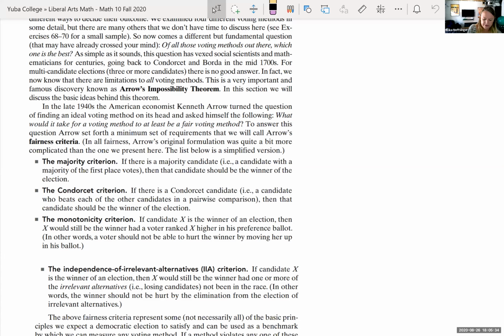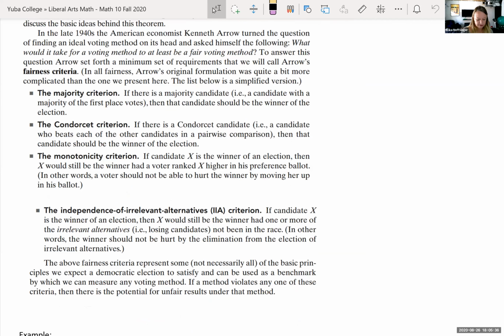The independence of irrelevant alternatives, which is the IIA criterion. If a candidate X is the winner of an election, then X would still be the winner had one or more of the irrelevant alternatives, i.e. losing candidates, not been there in the race. In other words, the winner should not be hurt by the elimination from the election of irrelevant alternatives.